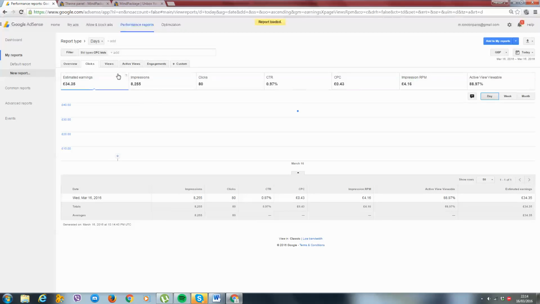Clicks tab. Over here, what we look at is estimated earnings, how much was made in that day from clicks. Impressions, as I said, how many times your ads were shown. Clicks, how many times those ads were clicked. Click-through rate, the percentage of people who actually clicked on those ads. Cost per click, how much money was made per click on the ad. And impression RPM, as I explained before, how much money was made per 1,000 impressions on that day. That's it. That's all you need to know.